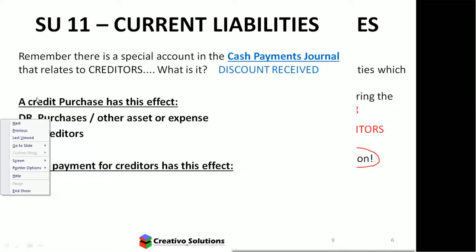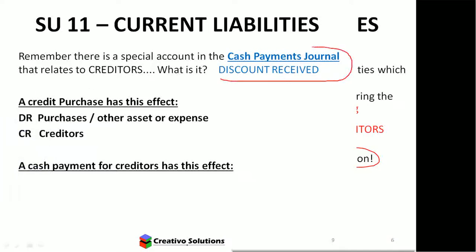Okay, so those are discounts that relate to debtors. This is the discount that relates to creditors. Where will you see it? It'll probably be in the cash payments journal. If it's not there, it'll be in the general journal. Okay, general journal can record anything. We did do that not so long ago, correct. Okay. Right, a cash payment for creditors has this effect.